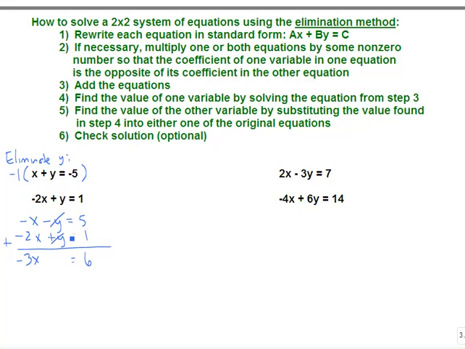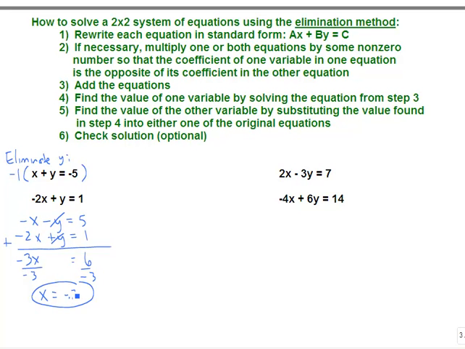So based on this elimination, after eliminating y, you can see that you're left with a really easy equation to solve for x. All we have to do is divide through by -3. So x is -2, and I'm going to put a circle around that. There's part of my answer right there.